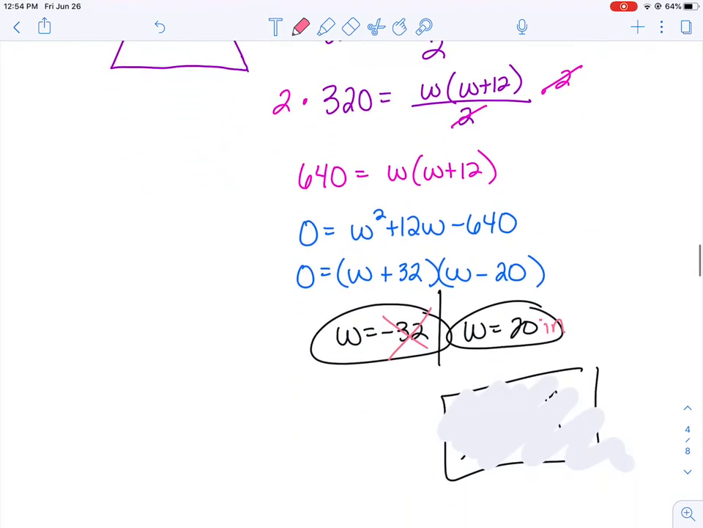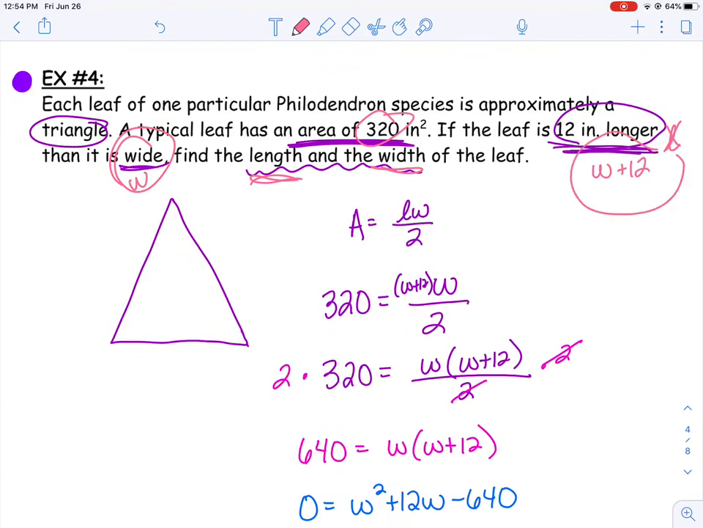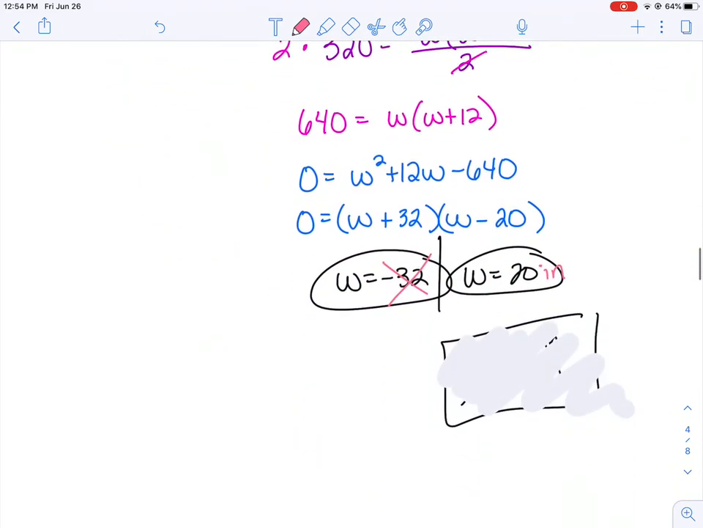If we know that the width is 20 inches, what do we know about the length? Well, don't we know that it's 12 inches longer? So I should be able to take that 20, add 12 to it, and figure out what the length is also. So labeling my answers clearly, I have that the width is 20 inches and the length is 32 inches.